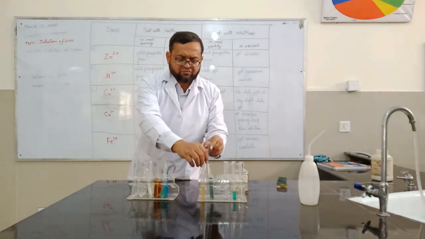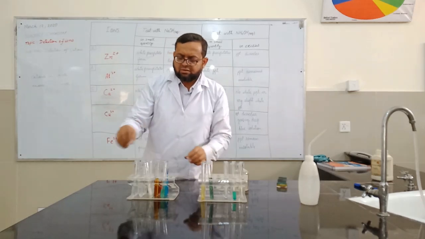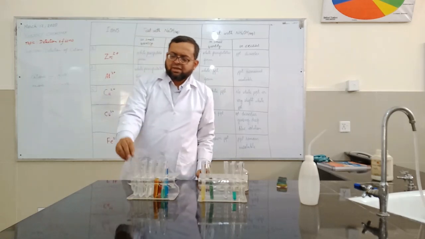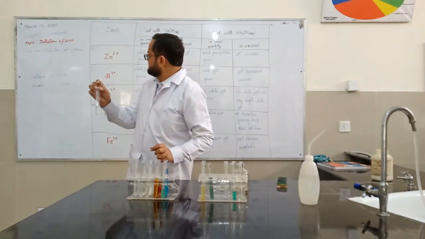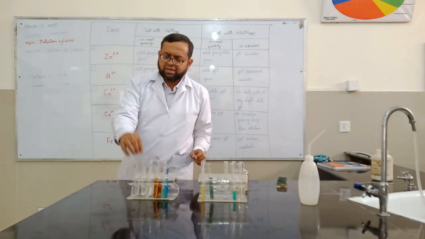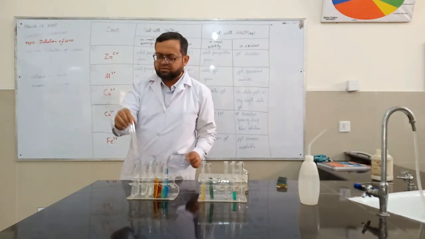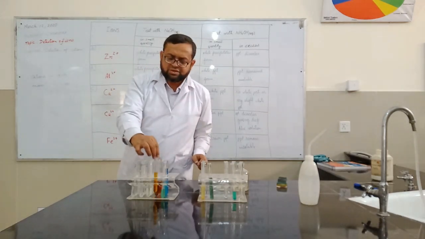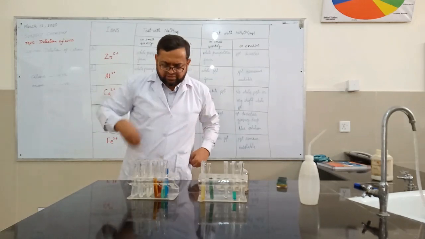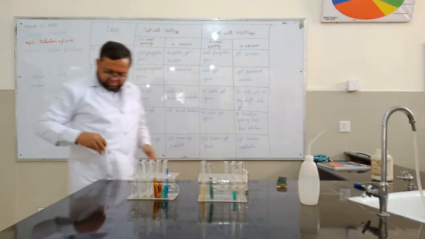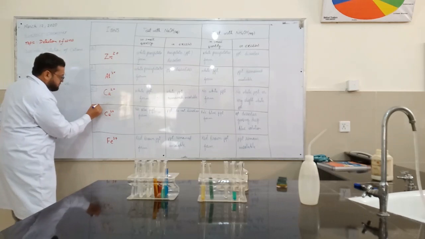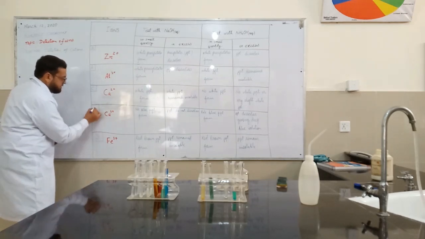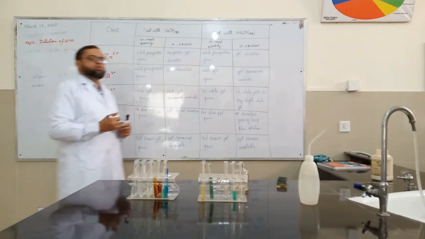So, out of these A to F, I will explain F and G in the next video, but just focus on A to E. We have found A is aluminium, B is zinc, C is calcium, D contains iron 3 ions, so we should write here D, and E contains copper 2 ions.